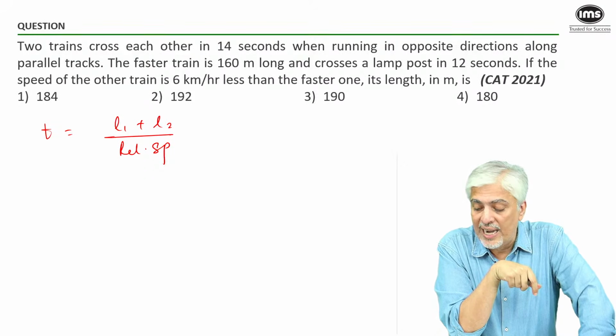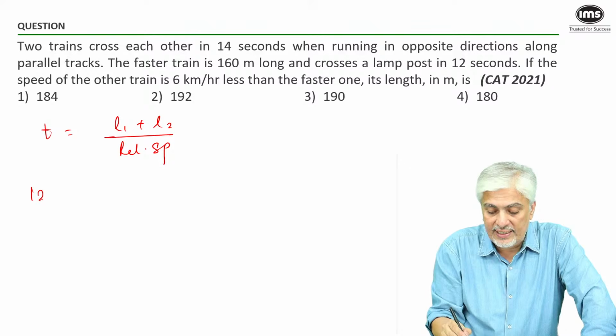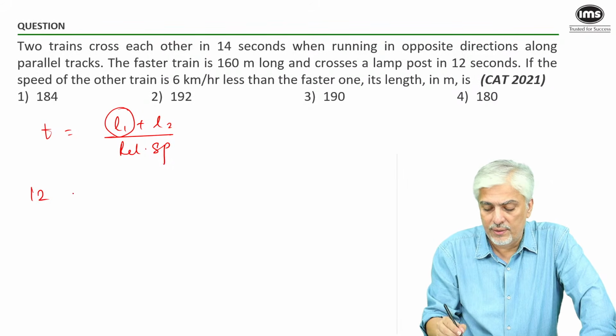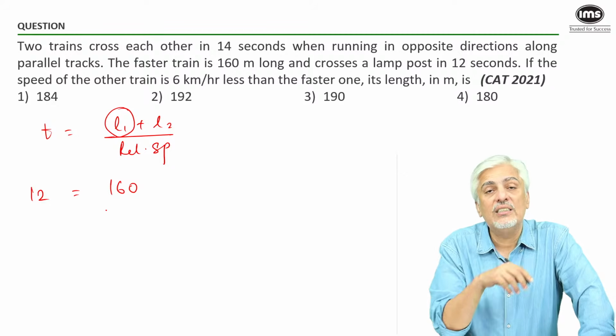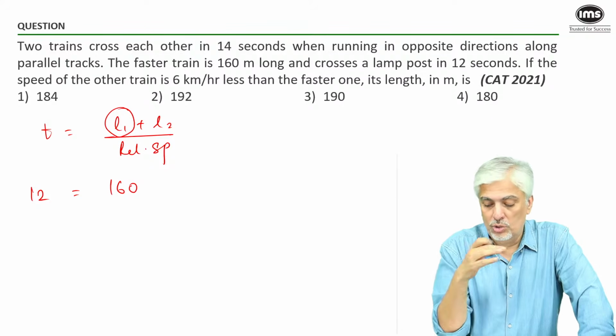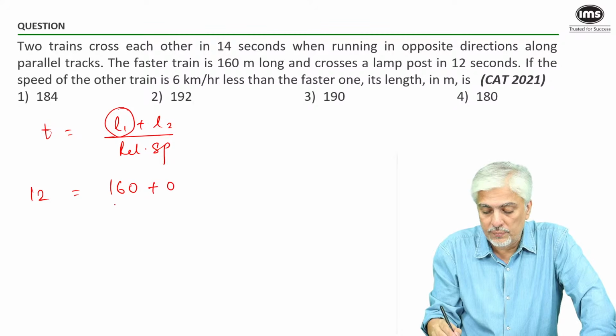What is the time taken to cross the pole? 12 seconds. So let's take that as 12. What is L1? Length of the train, 160 meters. Does the pole have a length? No, the pole has a height. The pole has no length. So the length of the pole is 0.